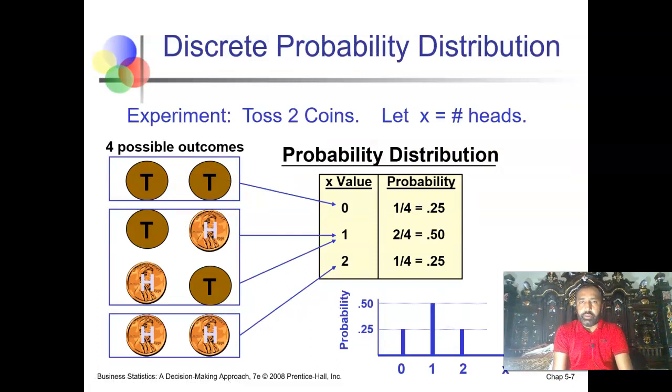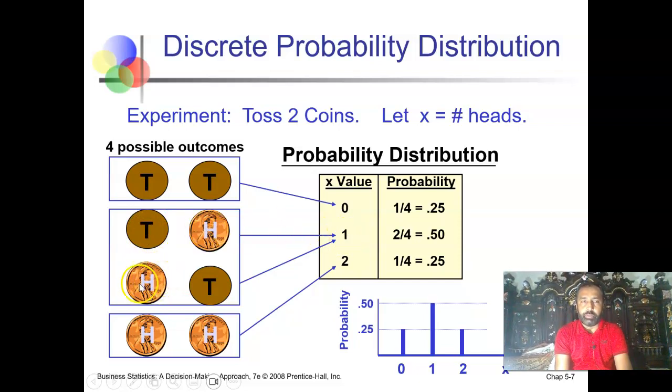Now, this is a very easy example of a discrete probability distribution. In this example, we toss 2 coins and we put x equal to the number of heads. You know that a coin has two sides. One side is known as head and the second side is known as tail. So if we toss a coin 2 times, these are the 4 possible outcomes. The first is that both times we get tail, so 0 head. The second outcome is the first time tail, second time head, so 1 head.